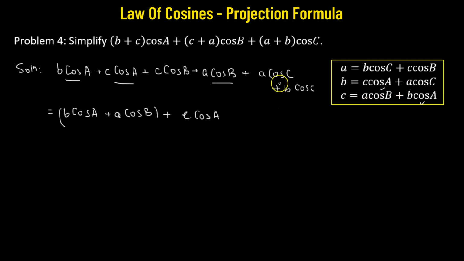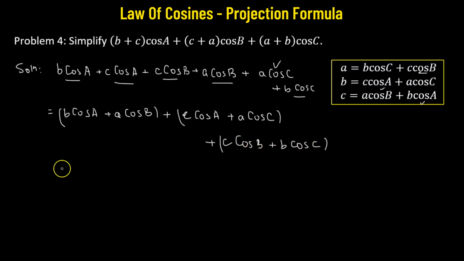So we have c cosine of A added to a cosine of C. Then we are left with the remaining two terms, c cosine of B, and this will be added to b cosine of C. So c cosine of B plus b cosine of C.